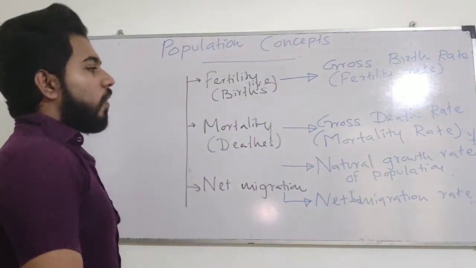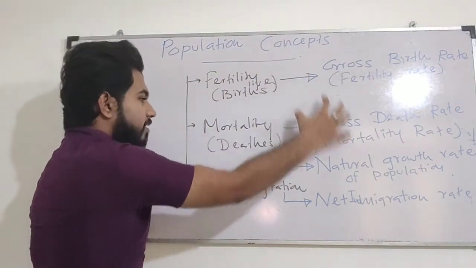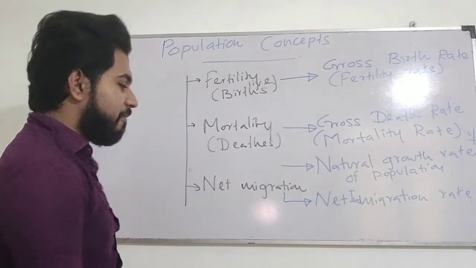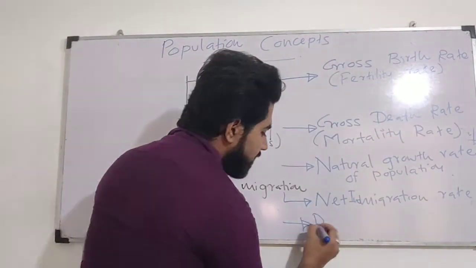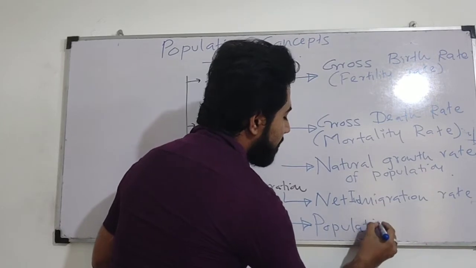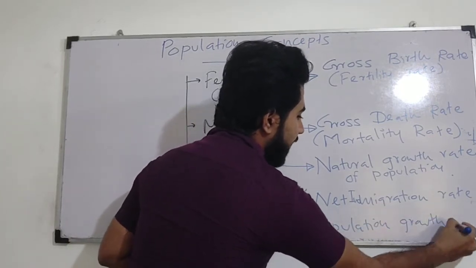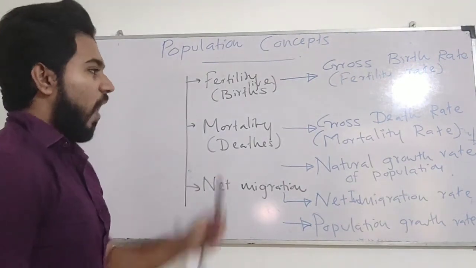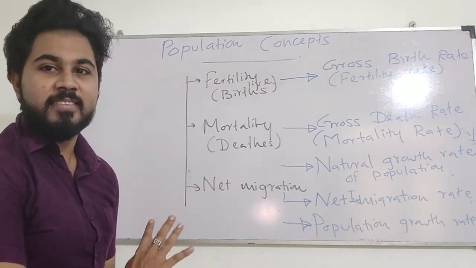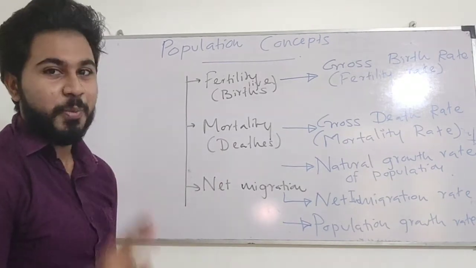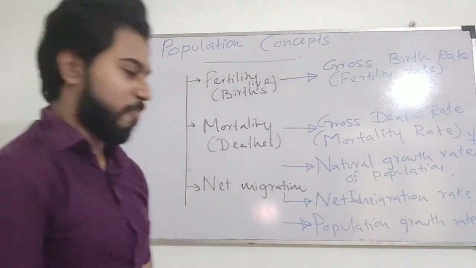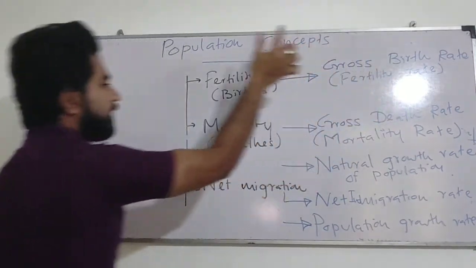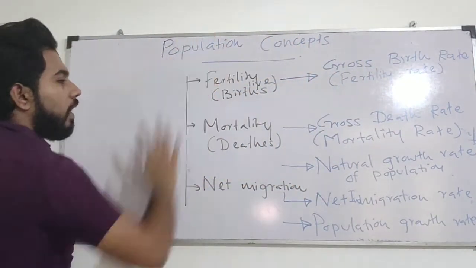After discussing the first 4 concepts, or first 4 population related ratios, we will discuss the last concept, that is the population growth rate. Nice, good. So I think all these 5 concepts are clear to you. This is the lesson map of this video. Let's go to the first part, that is the gross birth rate or fertility rate, which is related to fertility or live births.